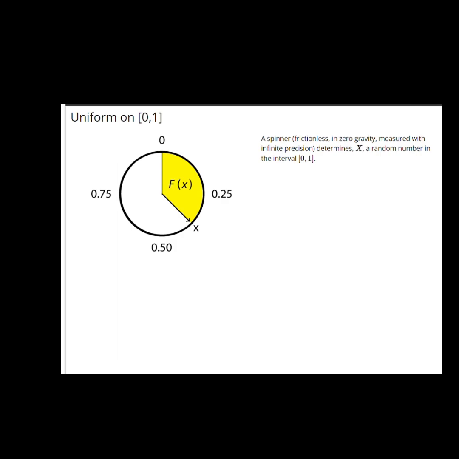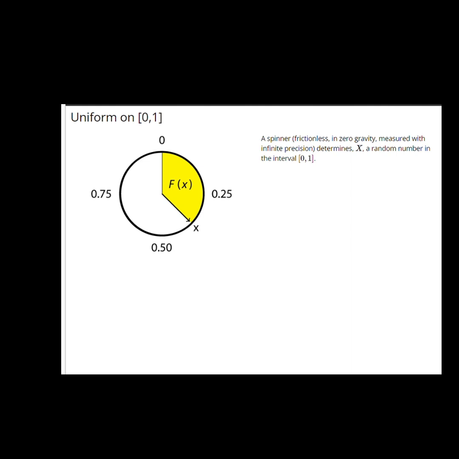Here's a first example of a continuous distribution. We have a spinner. You can see an arrow which, when spun in a frictionless zero-gravity environment, and if we measure where it lands with infinite precision, this being a very difficult physical experiment to execute, it determines a random variable capital X, which will be a random number somewhere in the interval between 0 and 1.